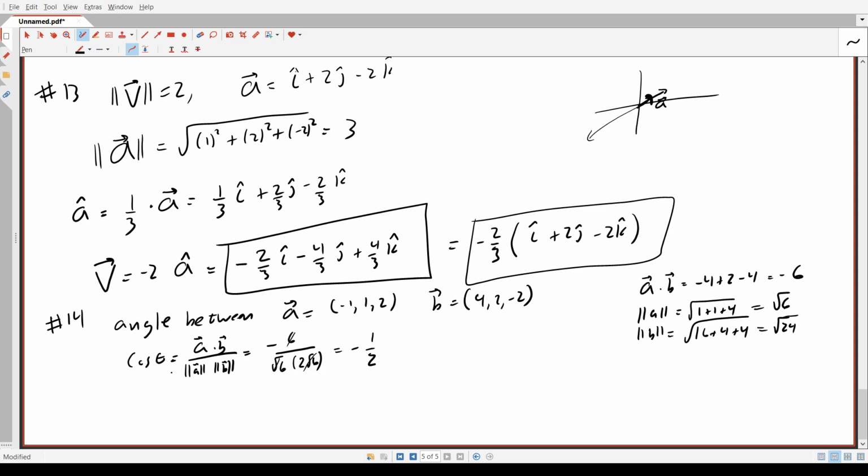And the angle whose cosine is, let's see, so the cosine is -1/2. That's going to be 2 pi over 3. Because, yeah, 2 pi over 3. Okay, two more.